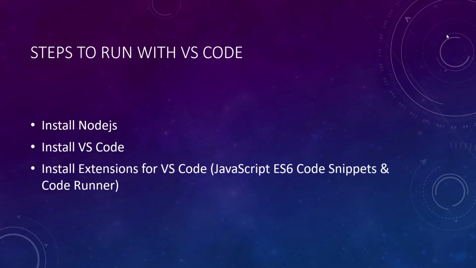Alright, so these are few steps which you need to follow. First, you need to install Node.js, you need to install Visual Studio Code, and there are a couple of more extensions which we'll be looking at on the Visual Studio Code environment. Alright, so let's see how to install Node.js first.